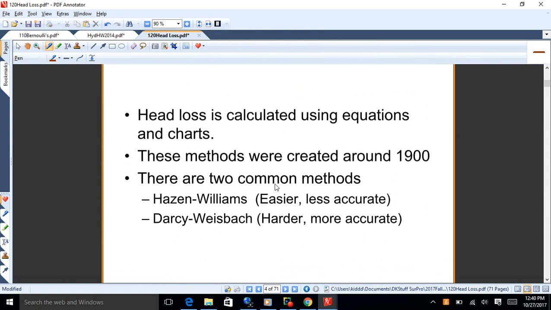Now there's two ways to calculate this. There's equations, and then the equations have been put onto charts also. These methods were created roughly 100 years ago. Two methods, named after the people that developed them. In both cases, they were two people working together. So Hazen and Williams came up with a method that's easier, but it's less accurate. And Darcy and Weisbach came up with a method that's harder, but more accurate.